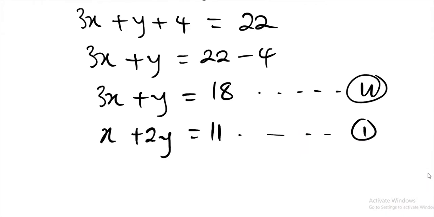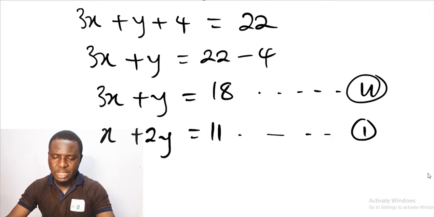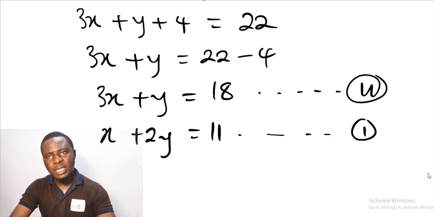But I'm going to use the elimination method in solving the simultaneous equation. And in the elimination method, the rule says that for you to eliminate either x or y, you must ensure that the coefficient of x in equation 1 is equal to the coefficient of x in equation 2. Or same with y, whichever you want to eliminate. So, how do we make them equal?